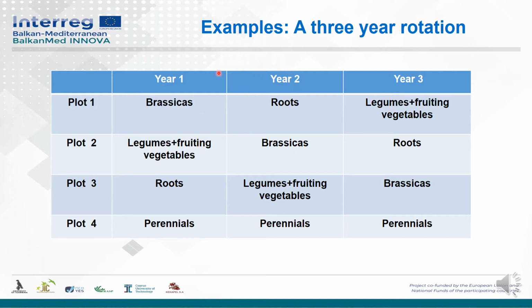Okay, let's consider plot 1. We have in plot 1 brassicas. As we explained in the previous slide, roots are better to come after brassicas, and then legumes and fruiting vegetables. In plot 2, we have legumes and fruiting vegetables in the first year. As explained previously, remember that brassicas are better to come after legumes, especially because legumes leave nitrogen in the soil, and brassicas need a lot of nitrogen. And after brassicas again come roots, which don't need a lot of nitrogen, don't like a lot of nitrogen. After roots, we have here legumes, and after legumes again we have brassicas.